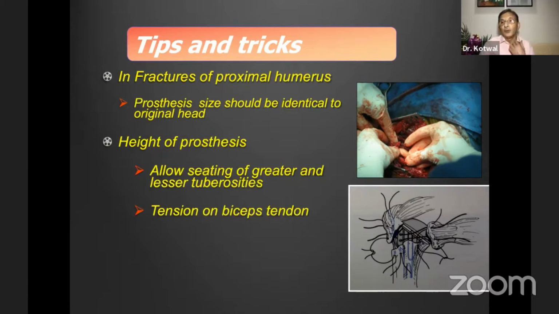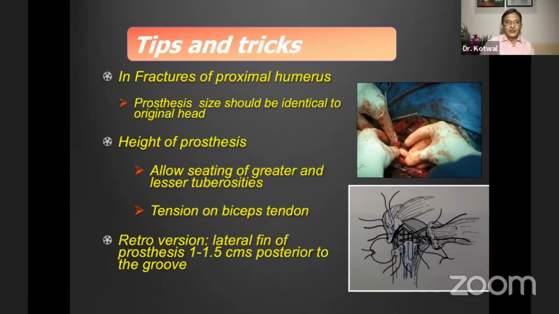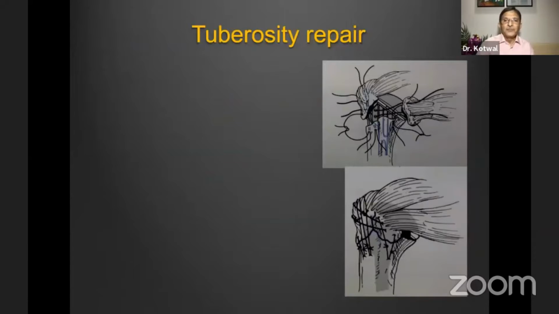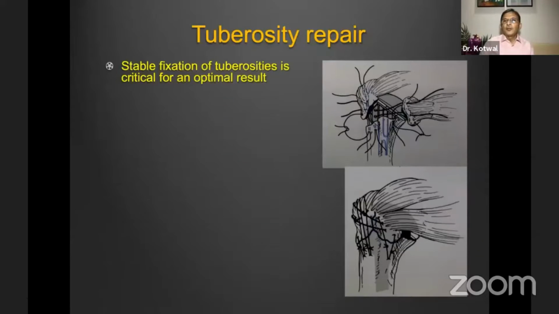Otherwise, as I told you earlier, the tension of the biceps tendon must be preserved in your dissection. That gives you an idea about the tension of the soft tissues and the correct positioning of the prosthesis. And obviously, as I told you earlier, it has to be put into certain degrees of retroversion.